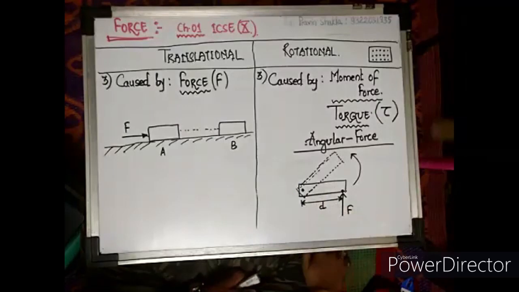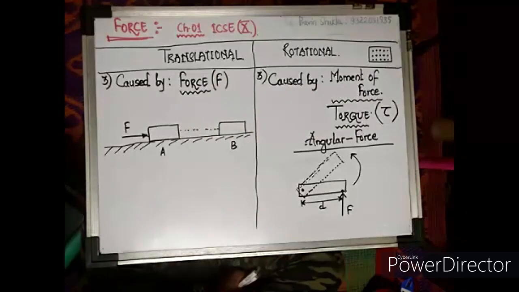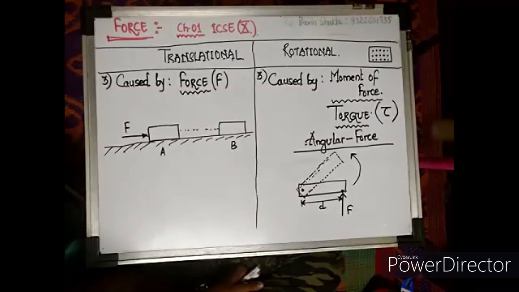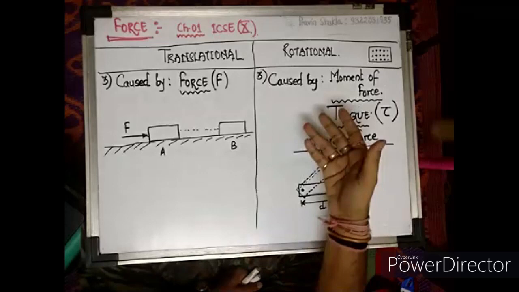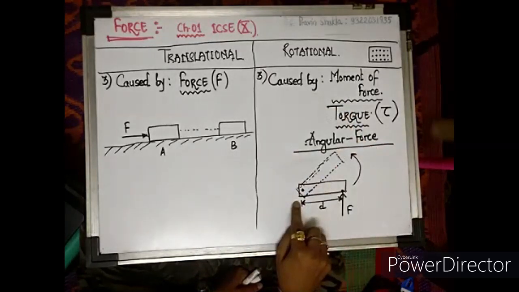Repeat. What is D? D is the perpendicular distance of the force from the fixed point. From the fixed point. Okay?